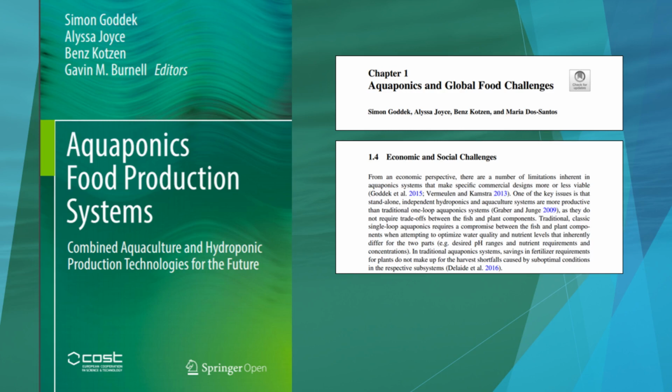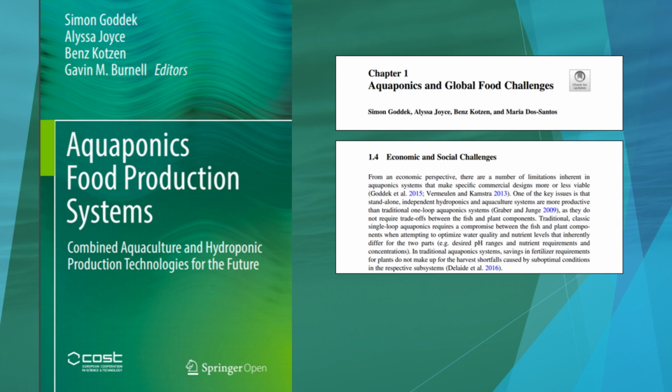Chapter 1.4: Economic and Social Challenges. From an economic perspective, there are a number of limitations inherent in aquaponics systems that make specific commercial designs more or less viable (Goddek et al. 2015, Vermeulen and Kamstra 2013).